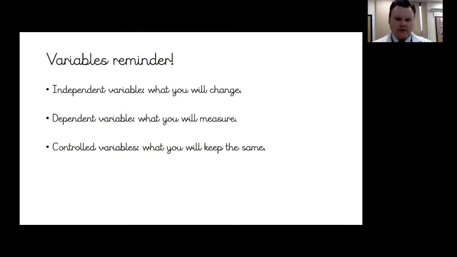Your controlled variables are what you're going to keep the same. What you're going to keep the same about the both of them. Could be the same bread packet, comes from the same loaf. The sizes could be the same, could be placed in the same size bag and kept in the same area. 1 in a warm place, 1 in a cool place, for example, and you're not going to change either of those during the investigation. So think carefully about your variables.